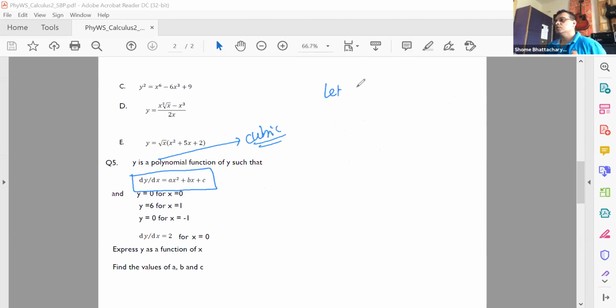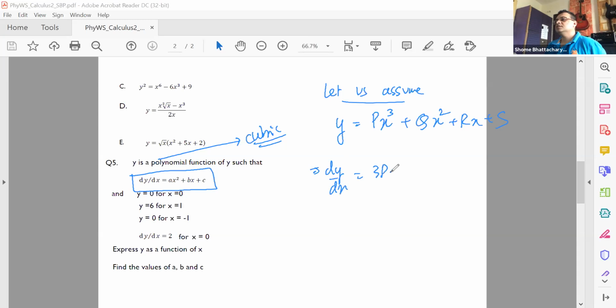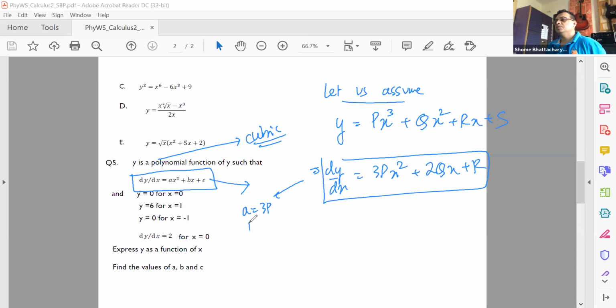So let us assume that y is some coefficient of x cube, which is p I have taken. You can take any symbol, it doesn't matter. Just for reference, I have taken this, plus q into x square plus r into x plus s. So what are my unknown quantities? P, Q, R, and S. Okay. So now I can see that differentiation of this would have given me 3px square plus 2qx plus r. So first of all, when I compare this derivative with the given derivative, I can say that a is equal to 3p, b is equal to 2q, and c is whatever r would have been. Okay. So I need to solve for all this to get these answers.